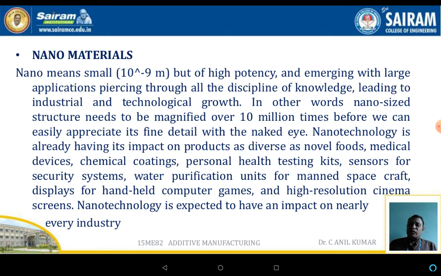Nano means 10 to the power of minus 9, but high potency and emerging with a large application, precisely through all the disciplines of knowledge, leading to industrial as well as technological growth. In other words, the nano-sized structures need a magnification of 10 millionth times before we can easily appreciate a fine detail with the naked eye. Nanotechnology is already having its impact on products or devices or novel foods or medical devices or chemical coatings, or even in personal health testing kits, even the sensors, and so many applications.